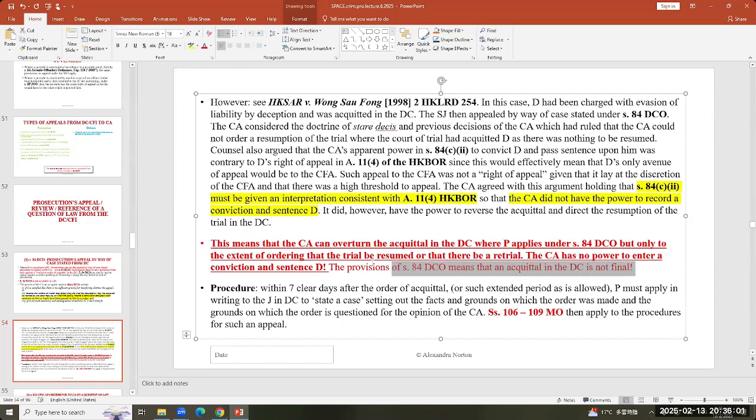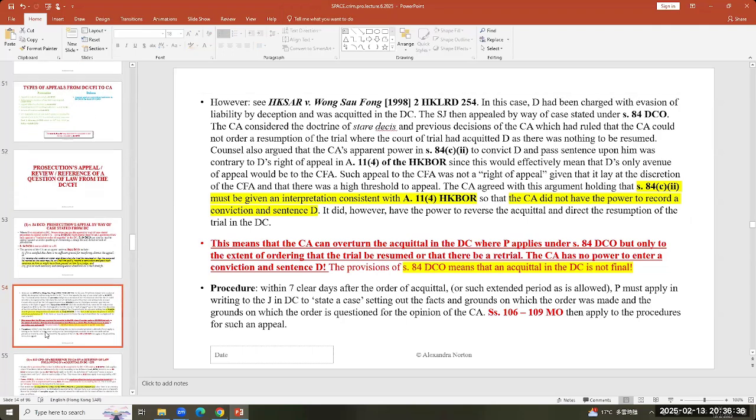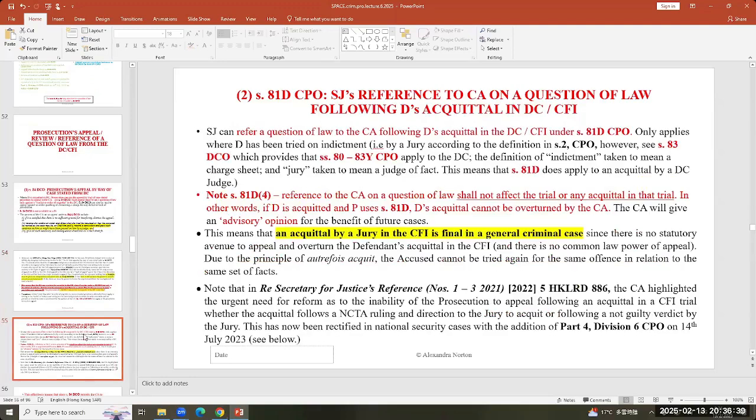So, in conclusion, Section 84 District Court Ordinance means that if the defendant is acquitted in the district court, it's not final. The Court of Appeal can overturn it, but not in such a way that they convict and sentence themselves. They have to send it back. If they overturn the acquittal, it has to go back to the district court. Now, the prosecution only has 7 clear days after the acquittal to make this application. Not much time at all, but there is the possibility of an extension of time. So that's the power for the prosecution to appeal against the acquittal in the district court.